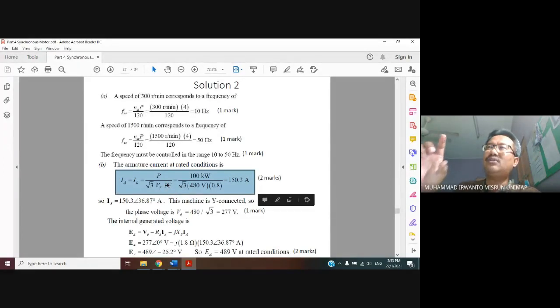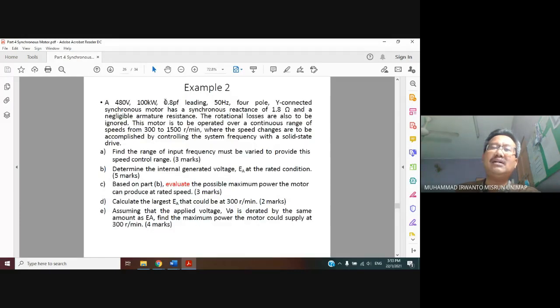The line-to-line terminal voltage is 400 volts, and the power is 100 kilowatt. Here the armature current, for the Y connection, equals the line current, which equals the phase current. So we obtain 150.3 amperes. And remember, the motor operates at 0.8 power factor leading.